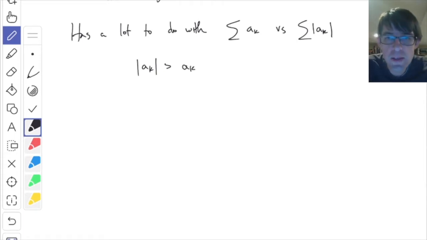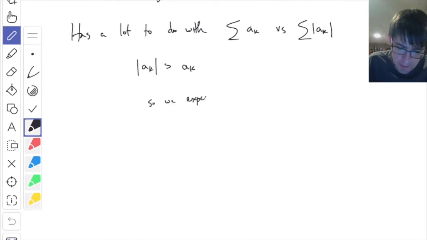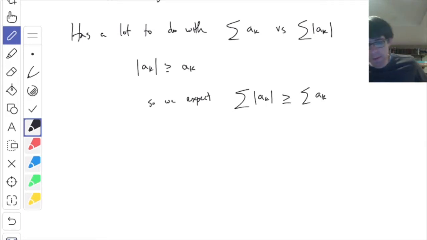So when I take the absolute value of a series, we expect that it will be bigger, right? So we expect that the sum of the absolute value of a_k is greater than or equal to the sum of a_k. Obviously, if they're all positive to begin with, you get the same thing again. But it's like this, right? When I sum the absolute values, it's bigger than the original series, okay?